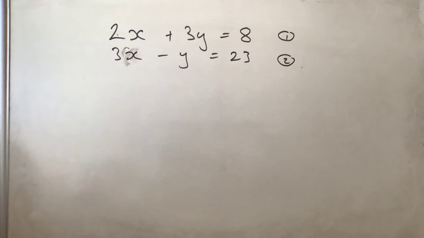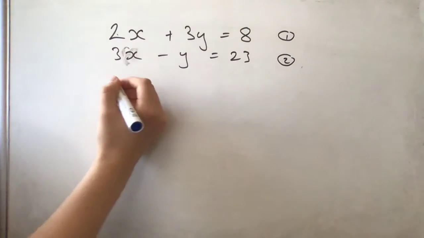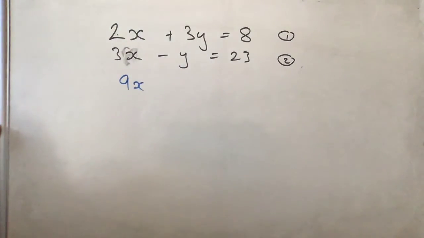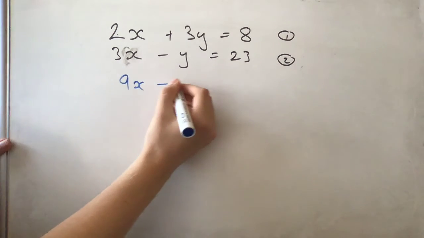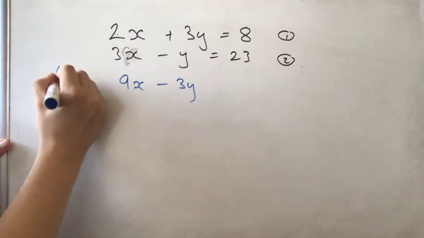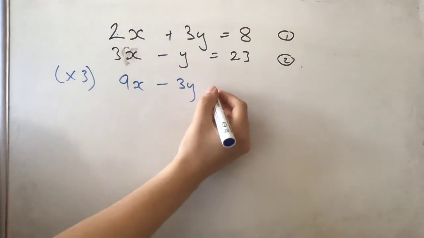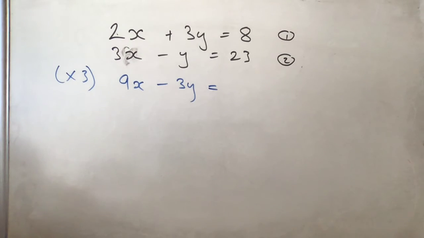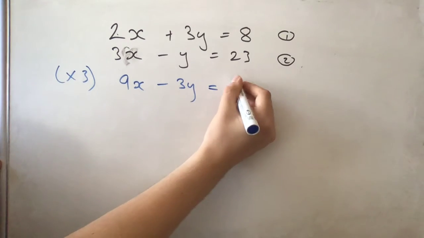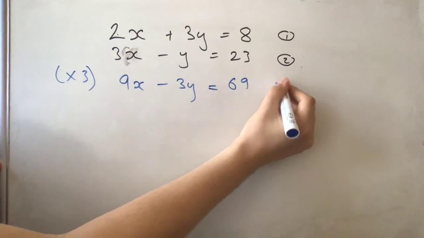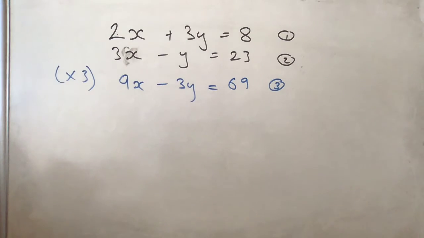So let's do that now. If we do 3x times 3, that's going to give us 9x, okay? And then we've got negative y, we're going to multiply that by 3 as well. Just so we know what we're doing, multiplying that by 3. 9x minus 3y equals 23 times 3 equals 69, okay? And we're going to label that with a number 3, okay?